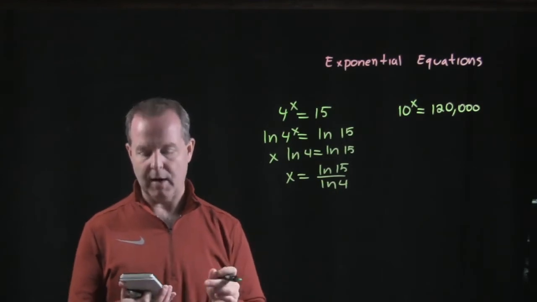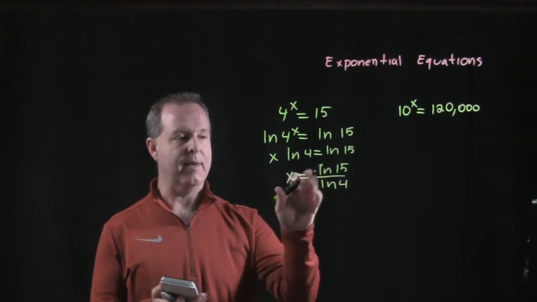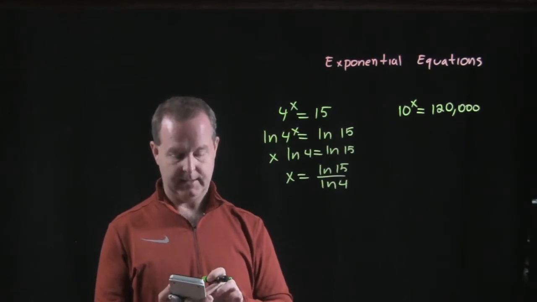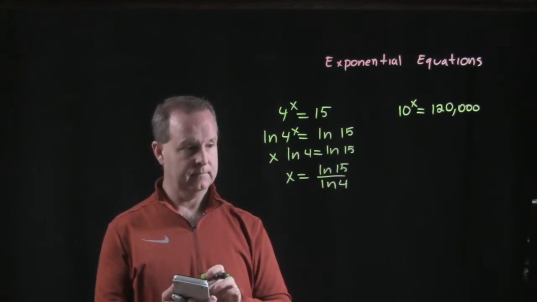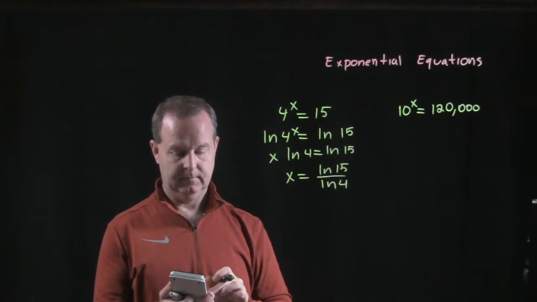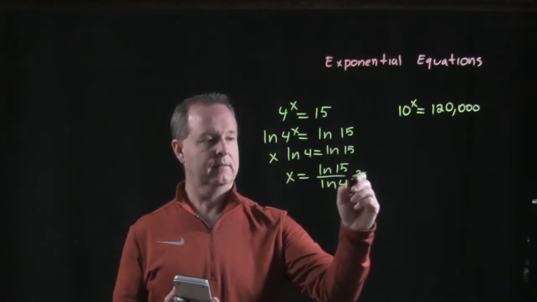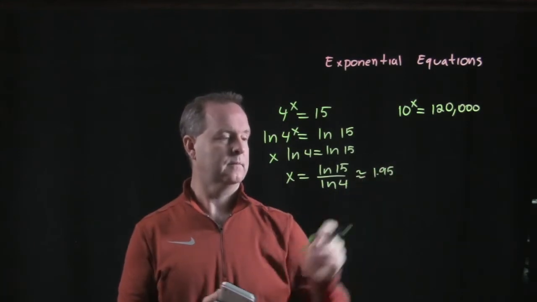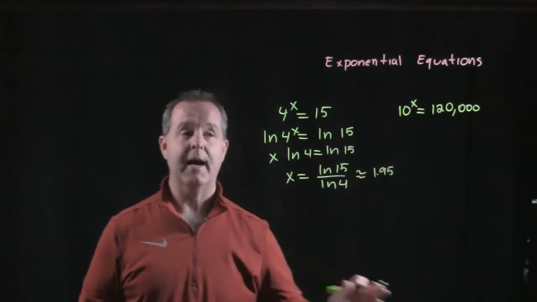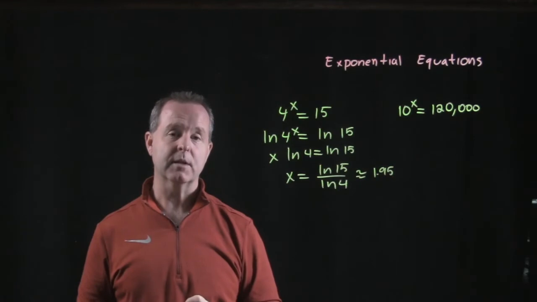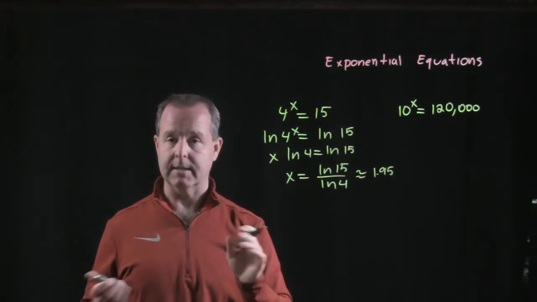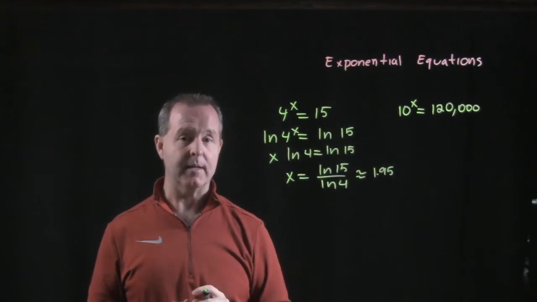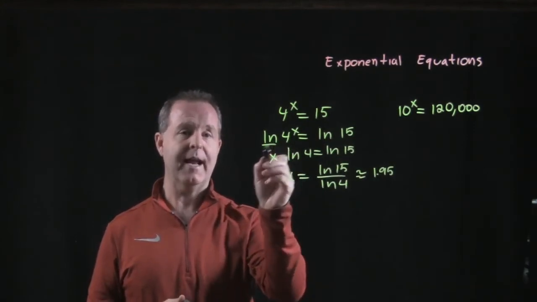And if we want to get an approximation, we can use a black box. And it's approximately 1.95. So when we can't find a common base between two numbers, let's consider using logs and take the logs of both sides. When one of the bases is not a common log, then we're going to use the natural logs.